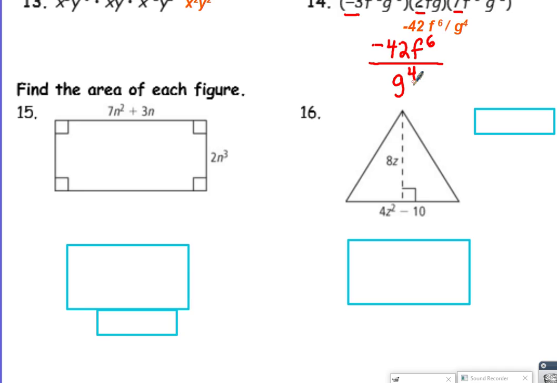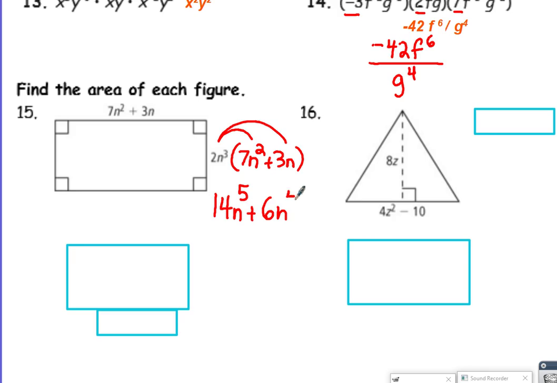2 more areas. Got to multiply 2n cubed times 7n squared plus 3n. Don't forget to distribute. 2 times 7 is 14. 3 plus 2 is 5. Plus 2 times 3 is 6. N cubed times n is n to the 4th.